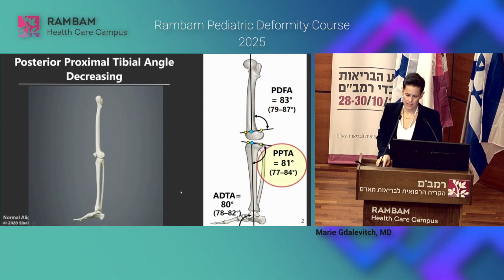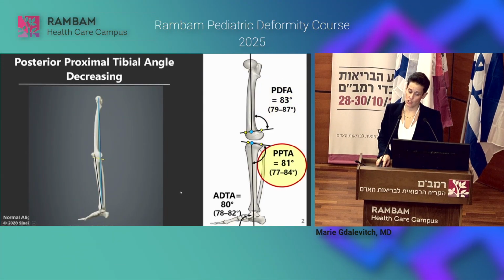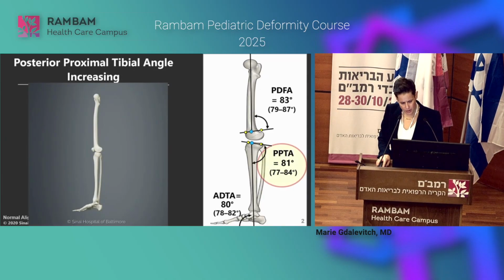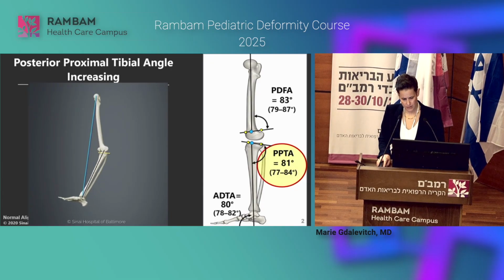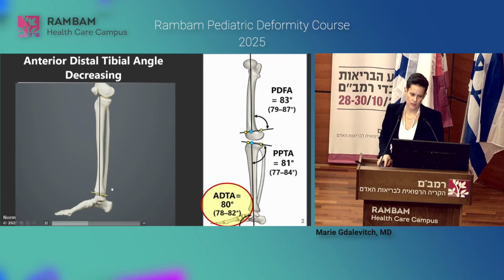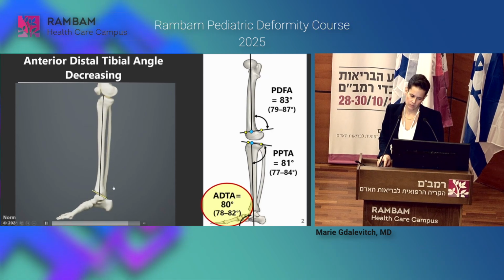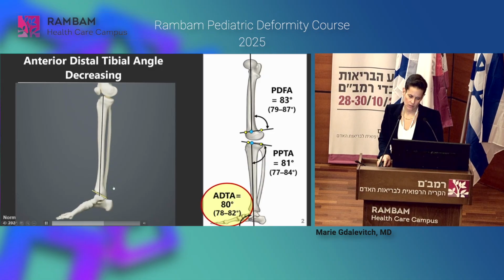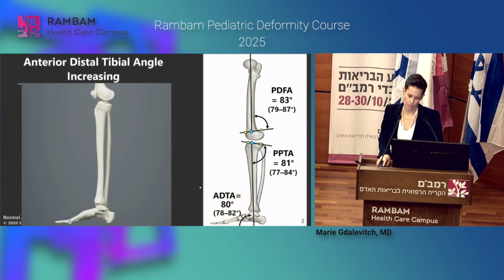For the tibia, if the posterior proximal tibial angle is smaller than it should be, again, you get a flexion deformity. And if it's bigger than it should be, you get an extension deformity. And for the distal tibia, same thing. If it's smaller than it should be, you get a flexion. If it's bigger than it should be, you're going to get an extension deformity.